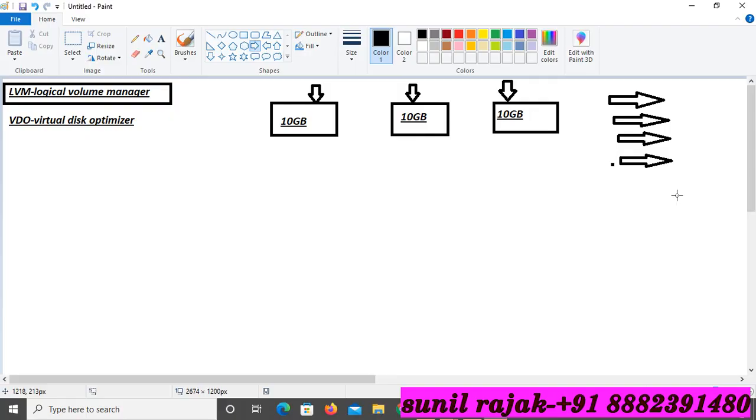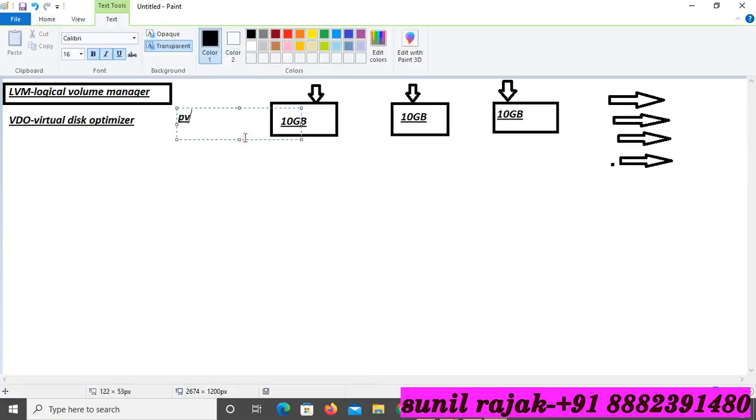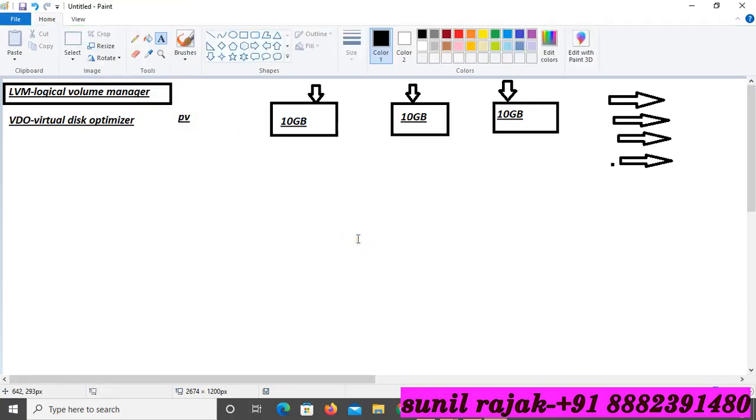So here is the actual use case of LVM. Okay, suppose this is the three departments, department 1, department 2, and you are going to use 30 GB of this space. But friends, in the LVM case you can create a logical volume. First, this is your physical volume. Okay, you are going to assign 10 GB to every department. So LVM is very flexible.